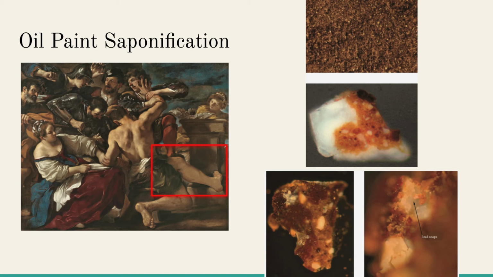On this slide, you can see Samson Captured by the Philistines by Guercino. The paint on Samson's right leg has saponified, which can be seen in the cross-section of it, and also on the close-up images. The close-up of the paint, shown at the top of the slide, shows the effects of this saponification on the surface of the painting, creating additional bubbly texture and discoloration.